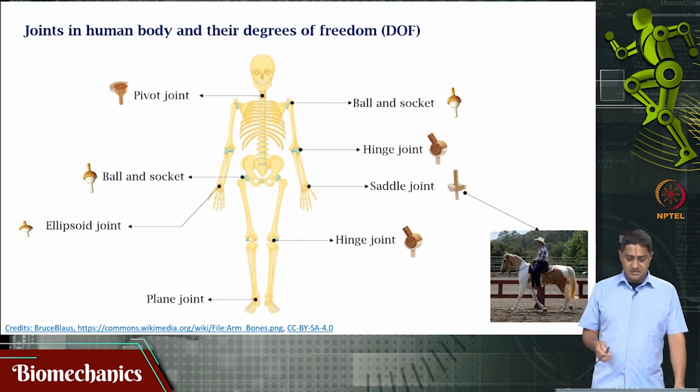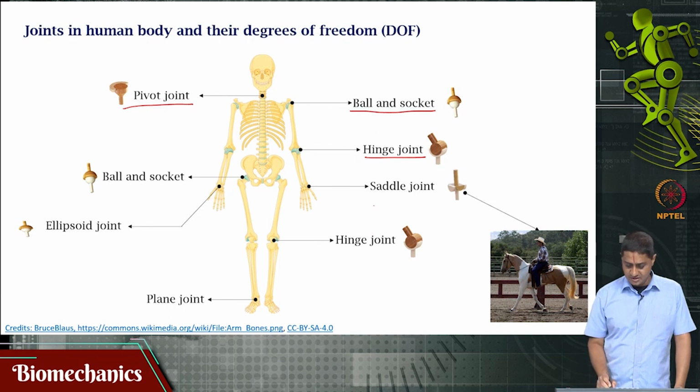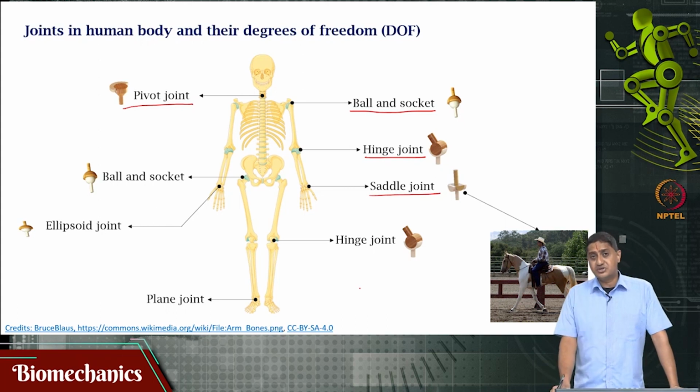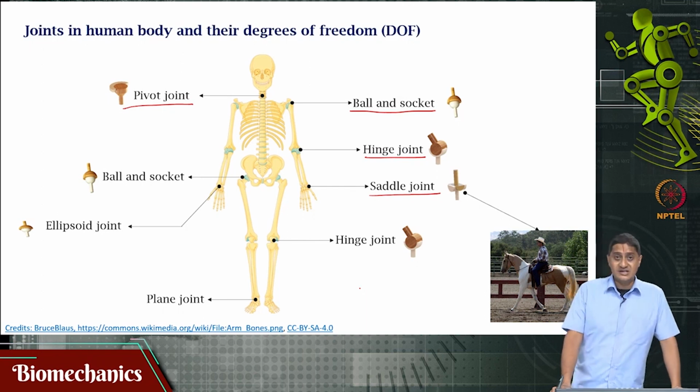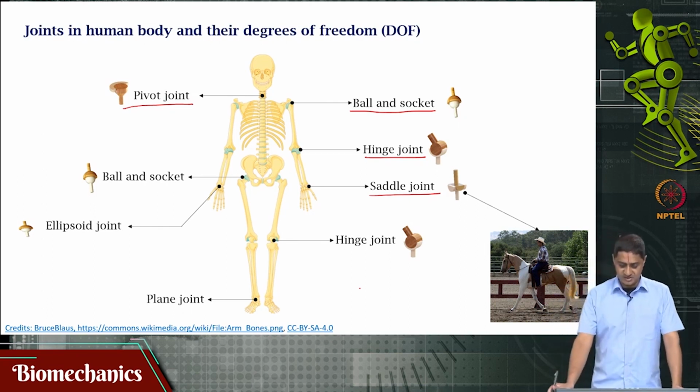Some examples. At the neck you have the atlantoaxial joint, which is a pivot joint, the shoulder is a ball and socket joint, the elbow is a hinge joint, then you have the CMC joint, which is a saddle joint. Like a horse rider sitting on a saddle, he can go to his left or right depending on the movement of the horse, or to the front or the back.